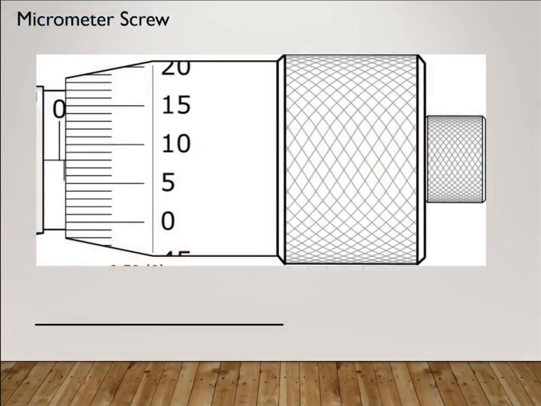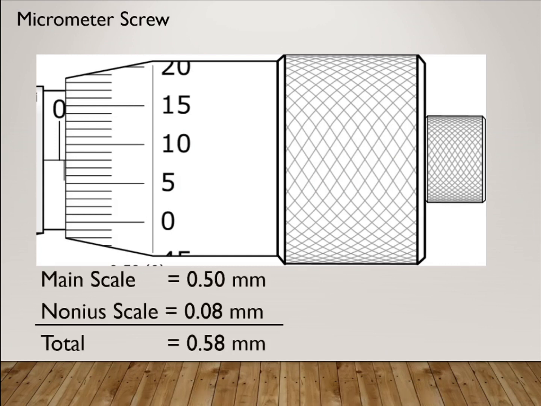Example 3. The result of measurement using a micrometer from the picture is, the main scale is 0.5 millimeter, the thimble scale is 8 times 0.01 millimeter or 0.08 millimeter, and the total is 0.58 millimeter.